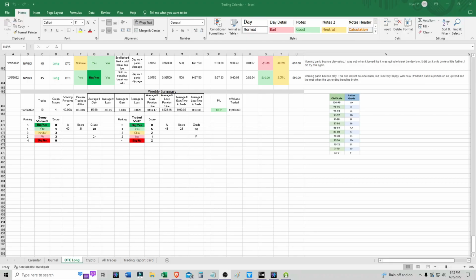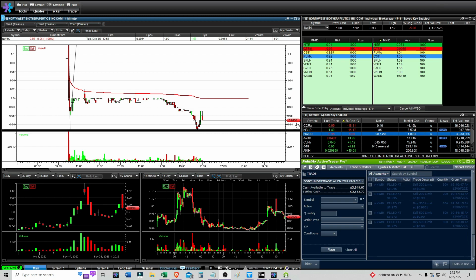All right, it is 9:12 p.m. and I'm here to call it off. Overall, I'm going to be up on the day $9. That was two trades with NWBO, and I'm very happy with the way I traded the second NWBO trade because I stuck to my rules. I sold it in two pieces.